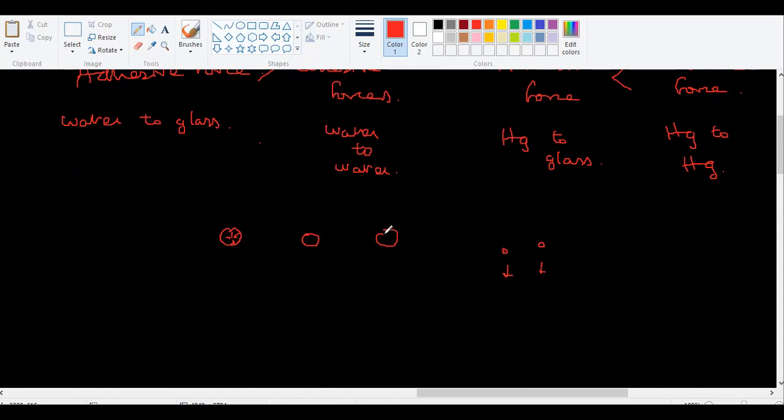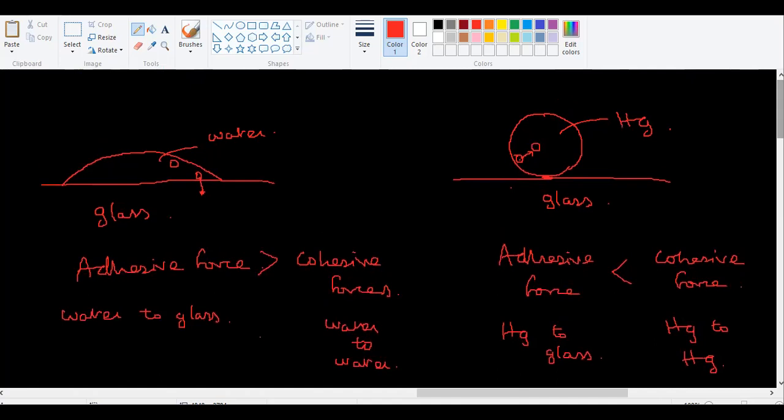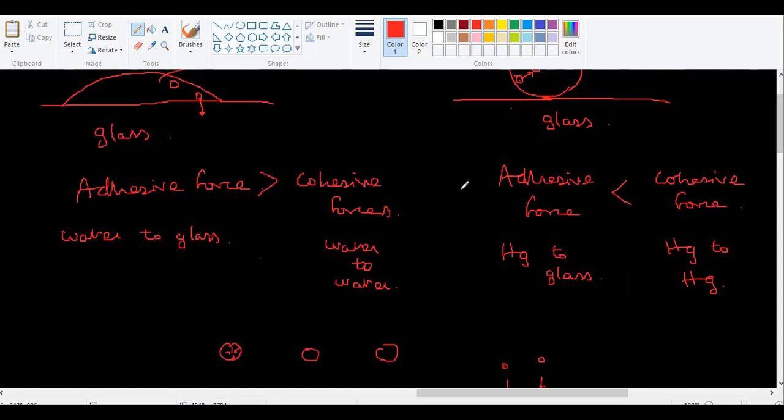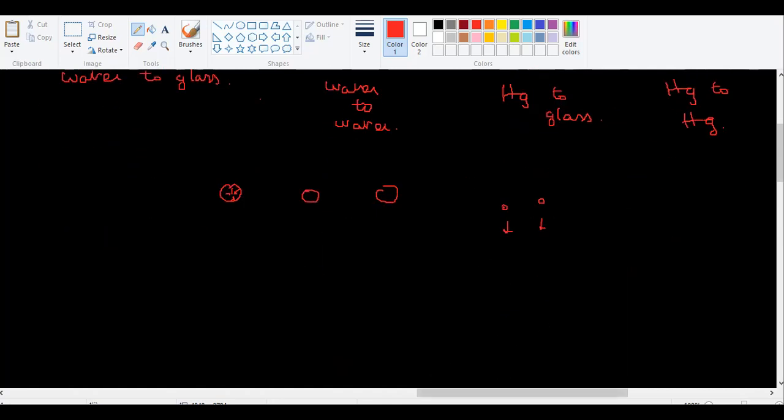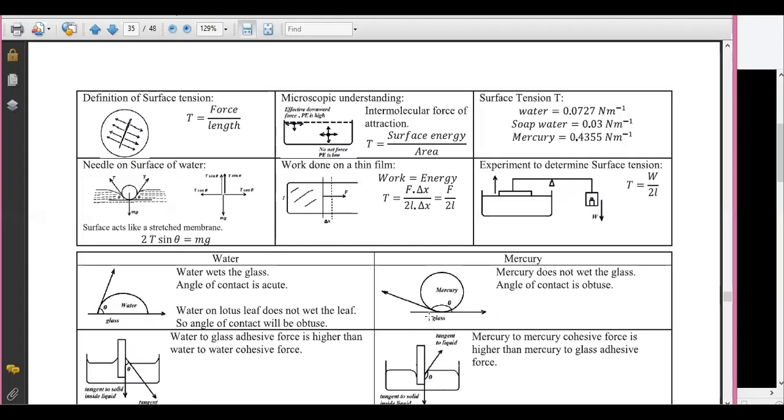So try to watch some space videos. You see that the water molecules are like this. I think that explanation is sufficient. So let me go back to the handbook over here.